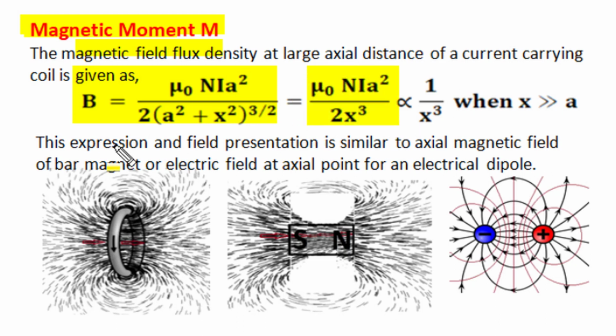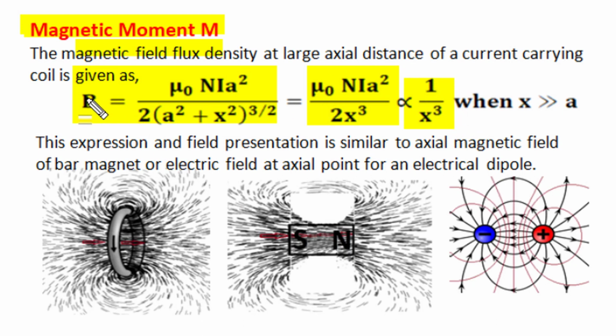This relation clearly indicates that the axial magnetic field flux density of a circular current carrying coil is inversely proportional to the cube of axial distance. That means for a very far away position from a current carrying loop, if the distance is doubled, the magnetic field flux density becomes 1/8.